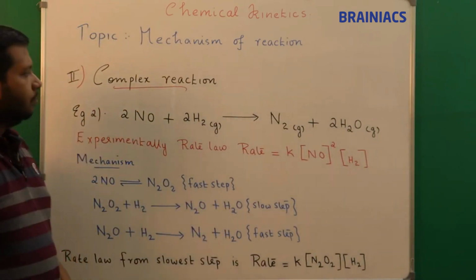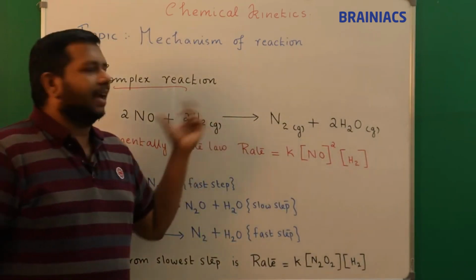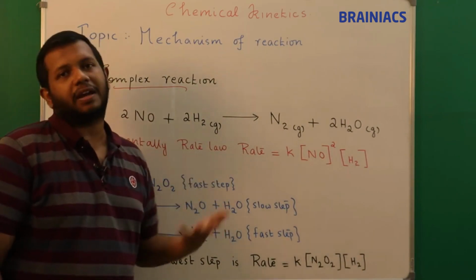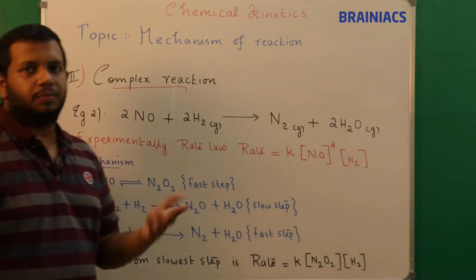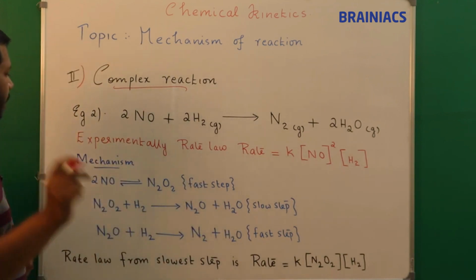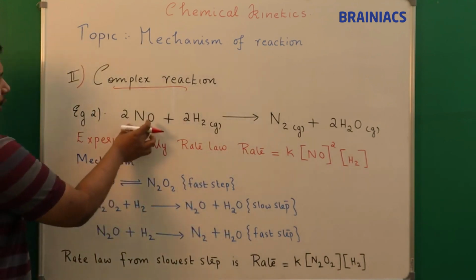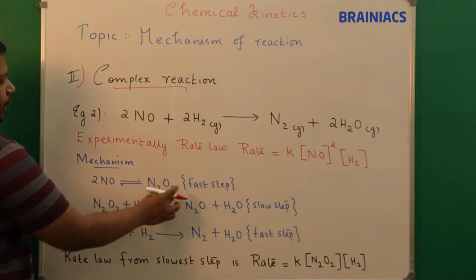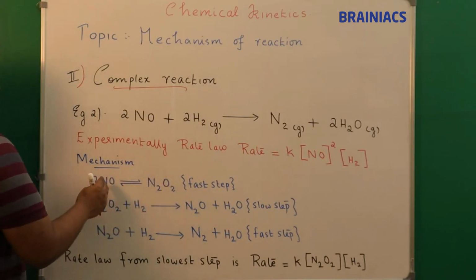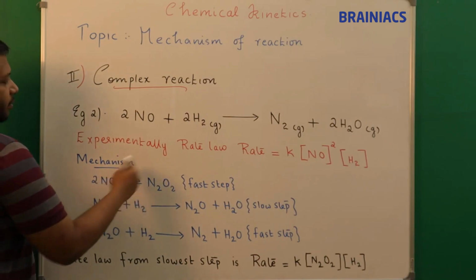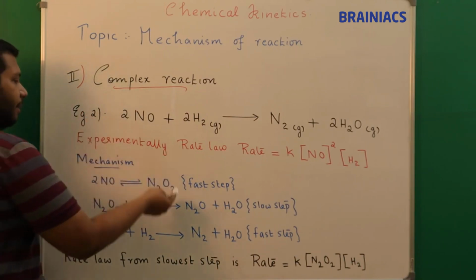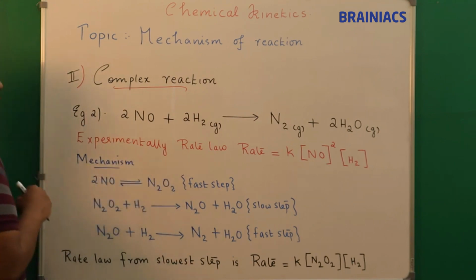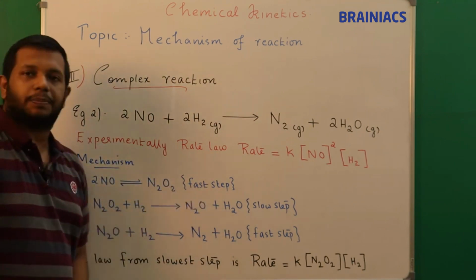Now we need to propose a mechanism. This is not an elementary reaction, this is a complex reaction. So the mechanism that has been proposed is, please listen: 2NO in a reversible reaction will give you N2O2. That means 2NO will convert to N2O2, and the backward reaction is also possible, that is, N2O2 can convert back to NO also. So this is a fast step.